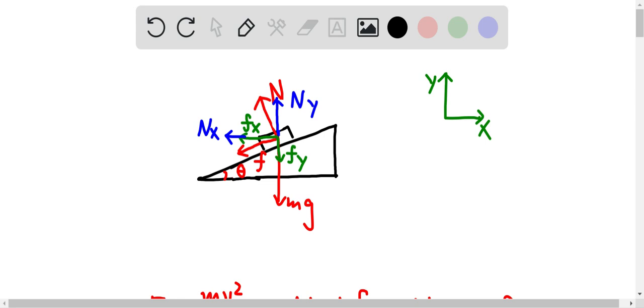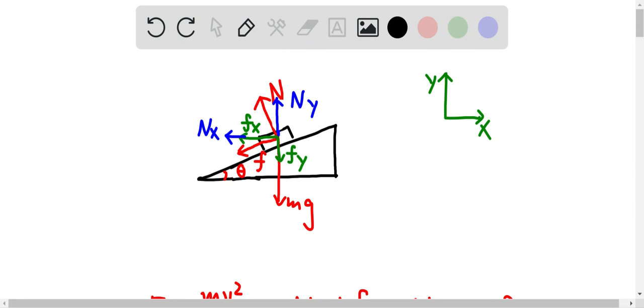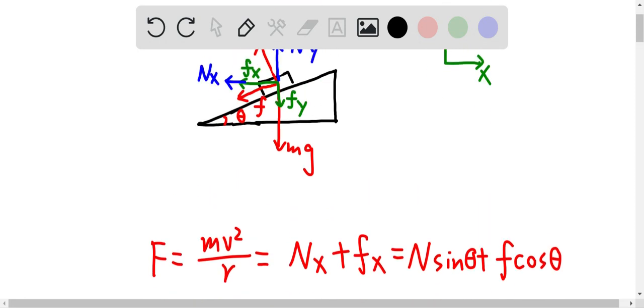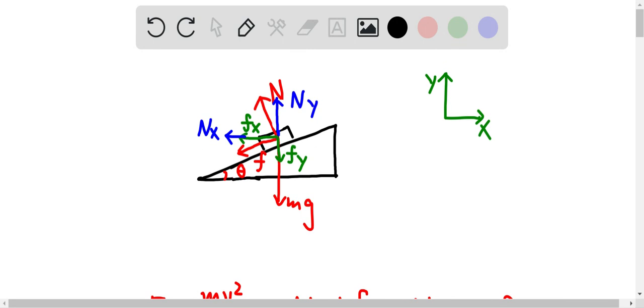So Fx is the x component of friction, and Fy is the y component of friction. And Ny here is the y component of the normal force, and Nx here is the x component of the normal force. Therefore, the centripetal force here, which is mv squared over r, should be equal to the x component of the normal force plus the x component of friction, which is N sine theta plus f cosine theta.